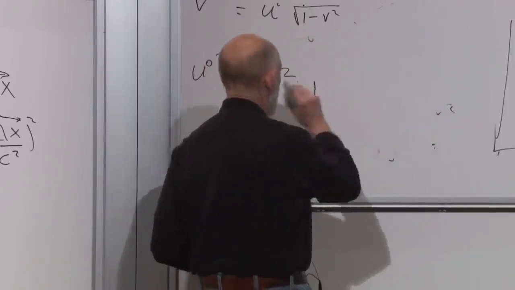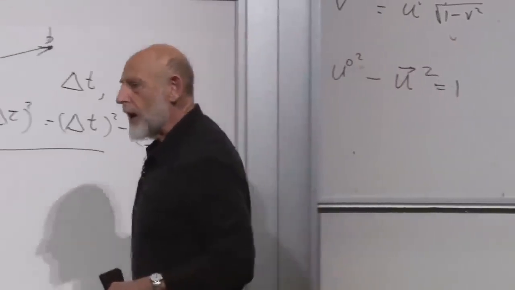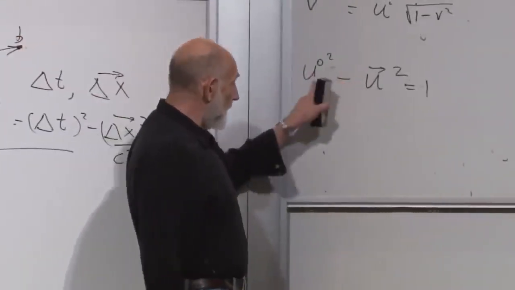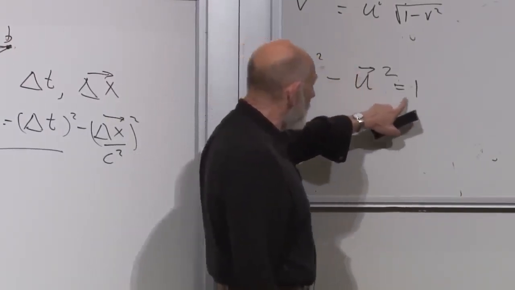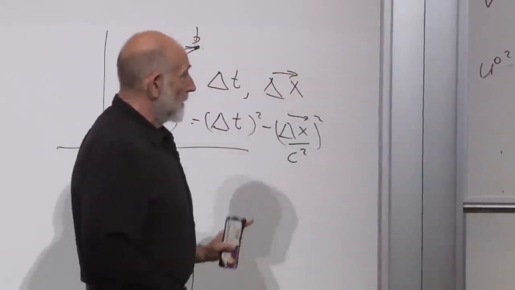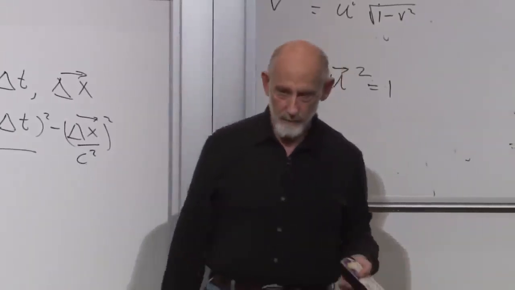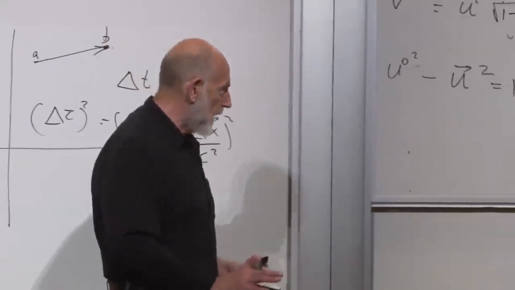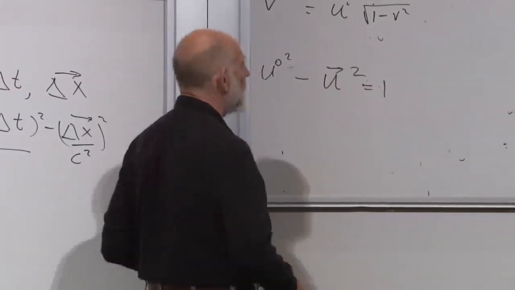So for all 4 velocities, no matter how fast the particle is moving or not moving, the difference of the squares of the time component and the space component is always equal to 1. That's why there are not 4 independent components of the 4 velocity. Only 3 independent components. They're related by a single relationship like this.